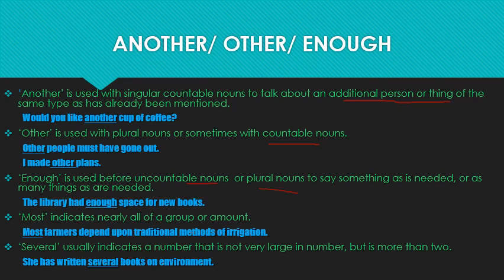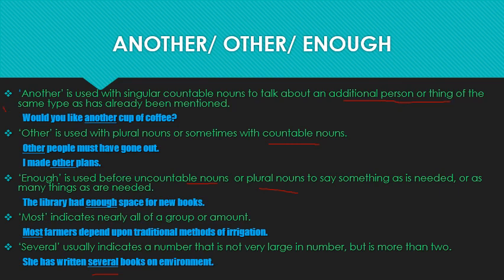Most indicates nearly all of a group or amount. Most, superlative form. Most farmers depend upon traditional methods of irrigation. That means most of them, majority of them. Several indicates a number that is not very large, but it is more than 2. She has written several books. Several books means 4 books, 5 books, but not 10, 20, 100 books, 1000 books. But it has to be more than 2.